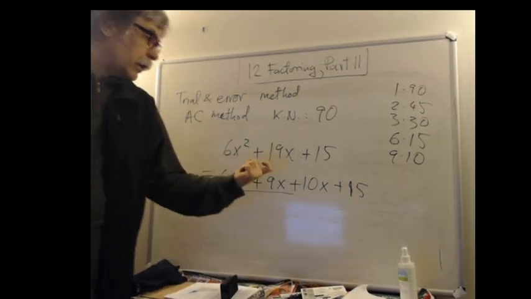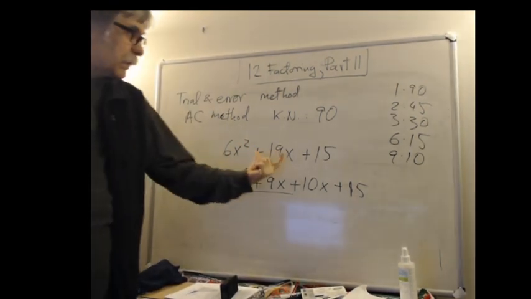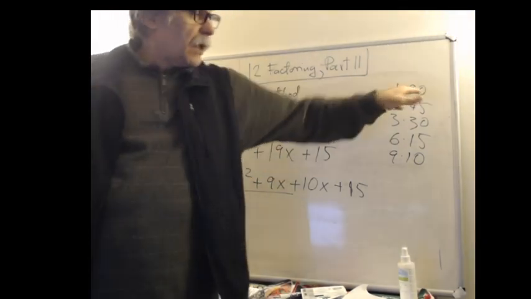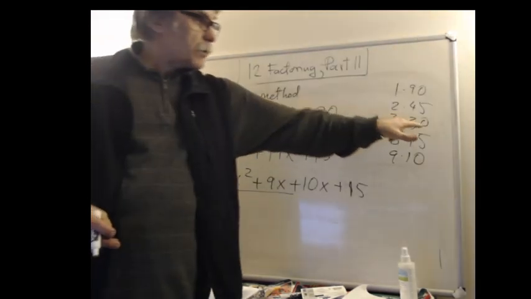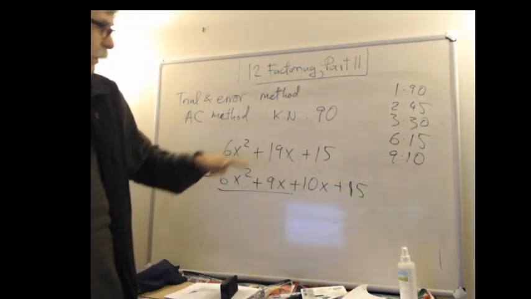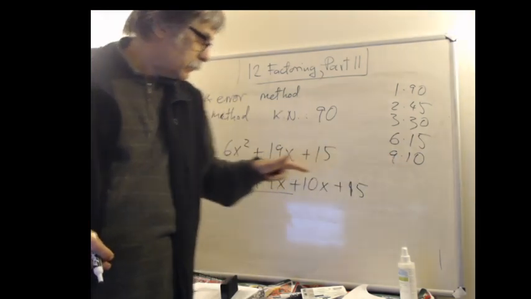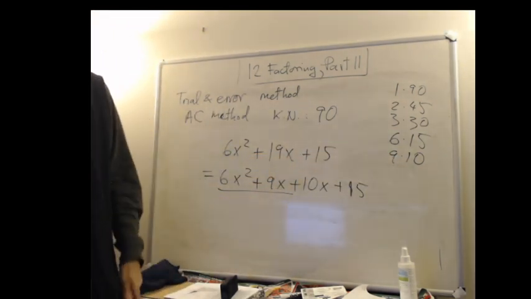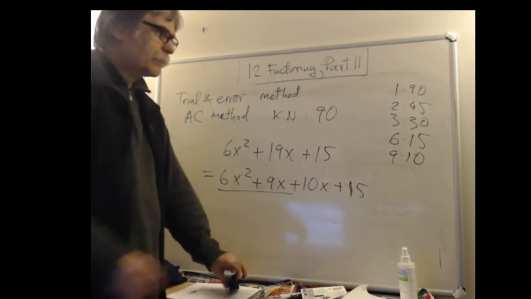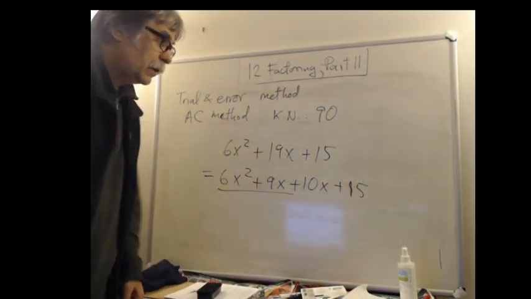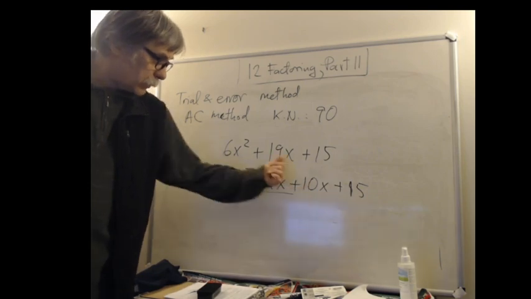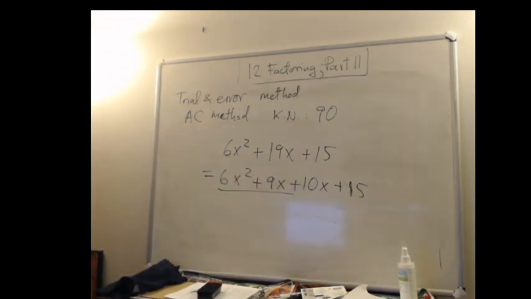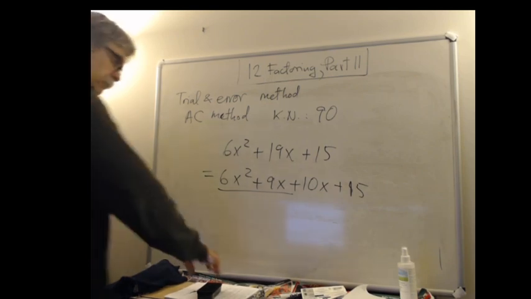Which one can you split this one in? 1 plus 90? Hardly. 2 plus 45? No. 3 plus 30? No. 6 plus 15? That'll be 21. No. 9 plus 10. Okay? So if you don't see it, you just write all of the possible products you can have here. And one of them has to be the possible separation of this middle term. So we got this really easy.